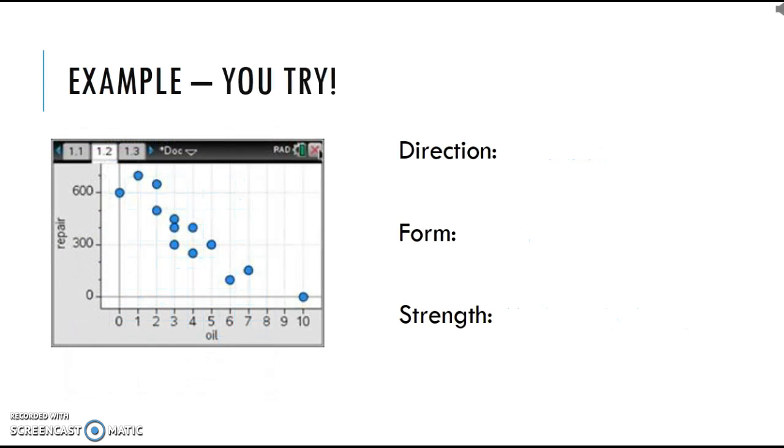Here is the scatter plot that you've been working with on your packet. Pause the video and try to identify the three characteristics shown. Here are the answers. The direction is negative, the form is linear, and the strength is moderately strong.